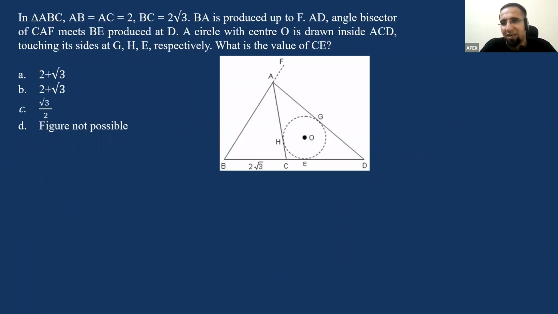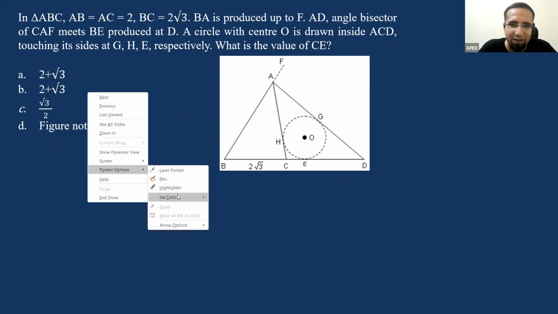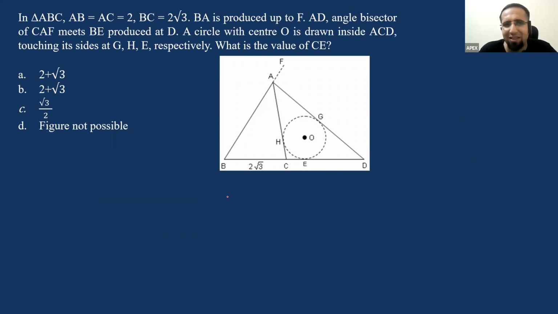Right, now this is one of the most interesting questions in this paper, guys. I was really amused when I saw this question, because for the first 1 or 2 minutes, I was puzzled. How can this question be possible? Okay, now let's see. The first property that we'll be applying here is AB is equal to AC. Whenever I say AB is equal to AC, that means triangle ABC is an isosceles triangle.